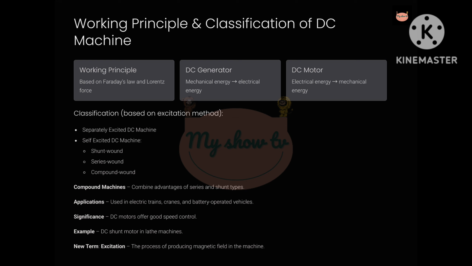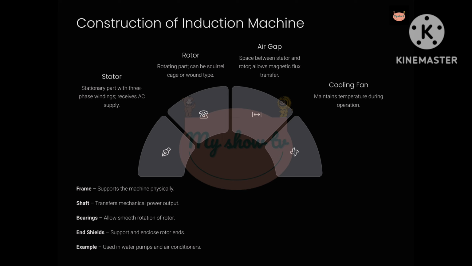Applications. DC machines are useful where variable speed and torque are needed, like in cranes or battery vehicles. Excitation is a new term here. It refers to how the magnetic field inside the machine is generated. Slide 4. Construction of induction machine.